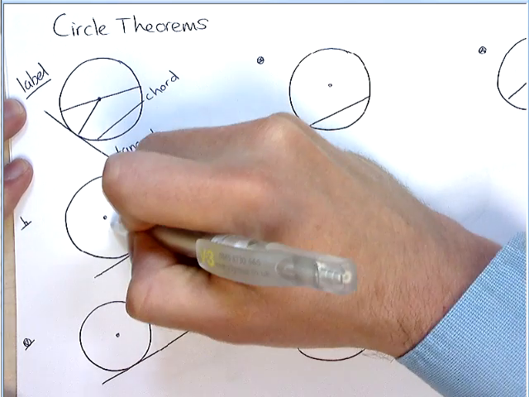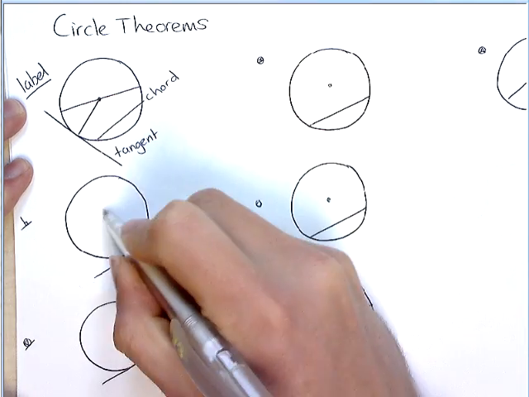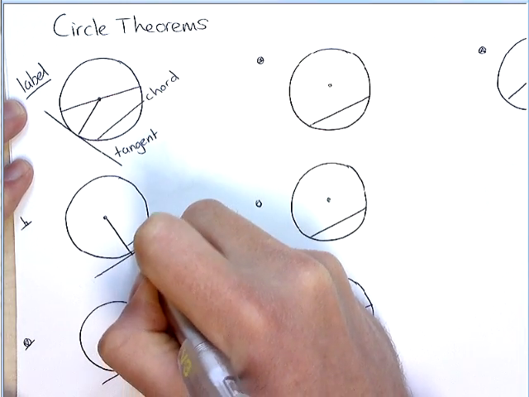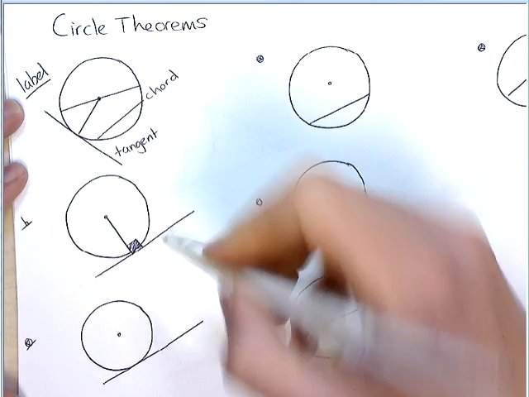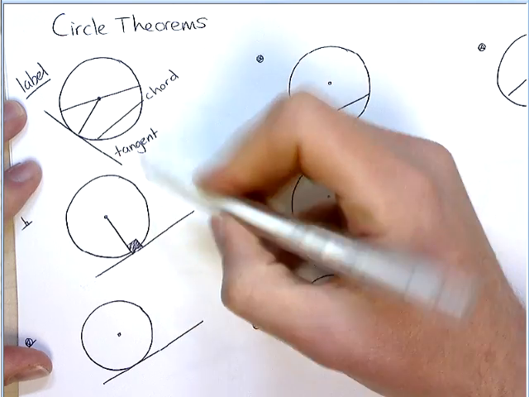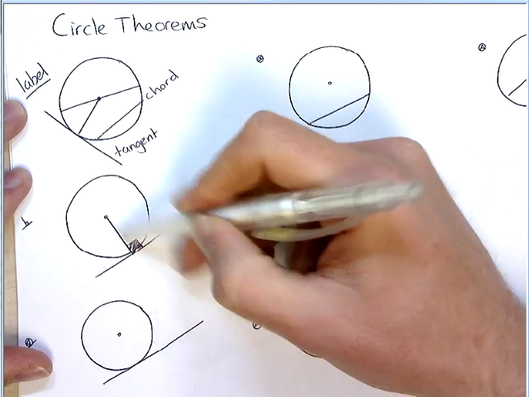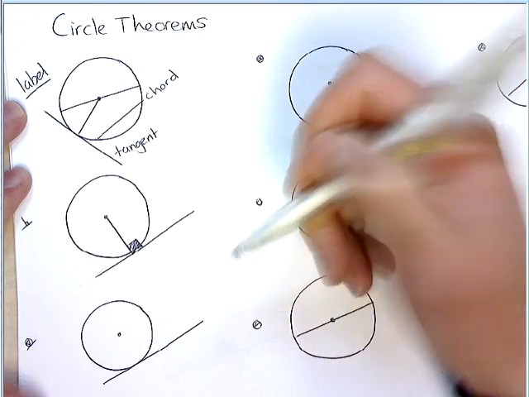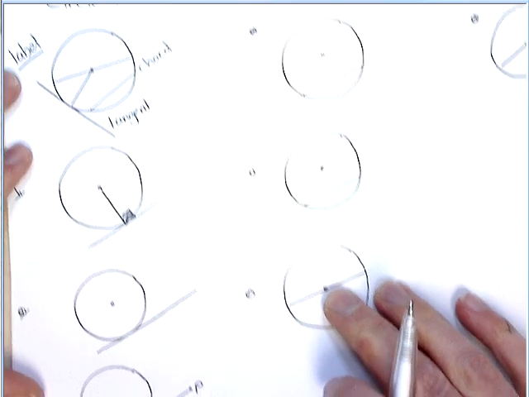So the first thing that they really use a lot is this. If there is a tangent and a radius, they always meet at 90. And nowadays you have to explain what it is you see. So you have to say that this angle is 90 because a tangent and a radius always meet at 90. So that's quite easy.